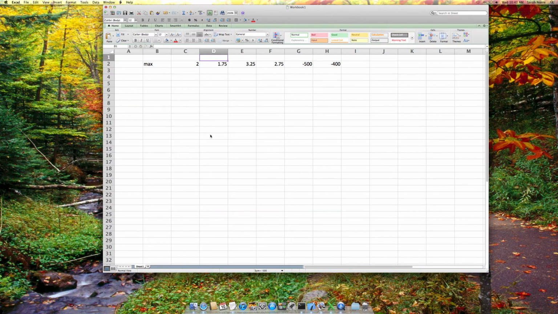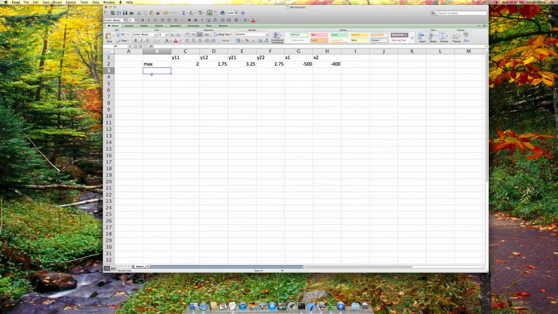So essentially what I'm saying is that this column here will be y11, this is y12, y21, y22, x1, and x2. And so this is our objective function. Here are the coefficients, so 2 of y11, 1.75 of y12.